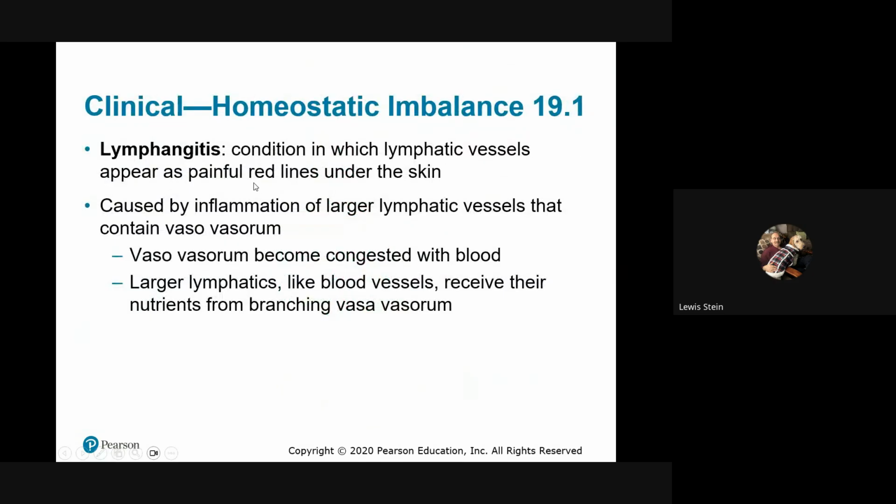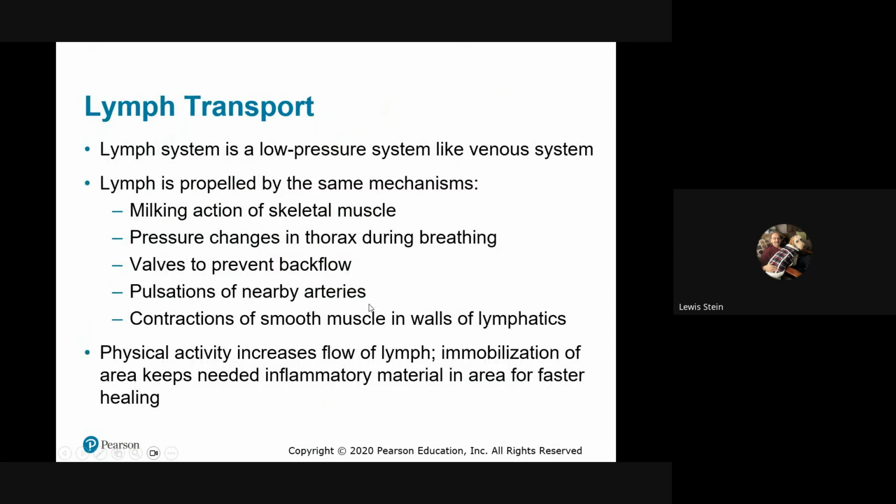So here's lymphangitis: painful red lines, inflammation of the larger vessels. And they contain, again, just like any vessel, vessels that supply the vessels. They become congested, et cetera. It's low pressure. Flow is driven by skeletal muscle, breathing, valves in it to prevent backflow, arteries pulsating, smooth muscles contracting, physical activity. Okay.